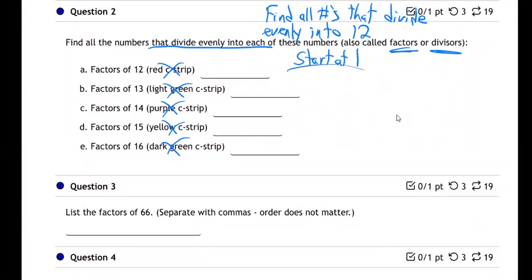Well, let's start at 1. So 1 times 12, that makes 12, right? So 1 and 12. Then go up to 2. 2 times what is 12? Does 2 go into 12? 2 times what is 12? 6. 6, right. That means 2 and 6 both go evenly into 12, don't they? You see, we're trying to find all the numbers that divide evenly into 12.